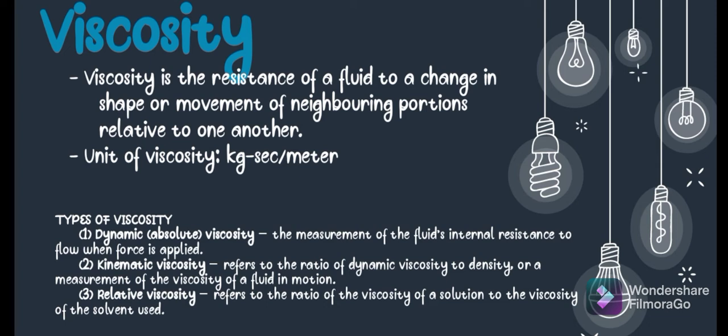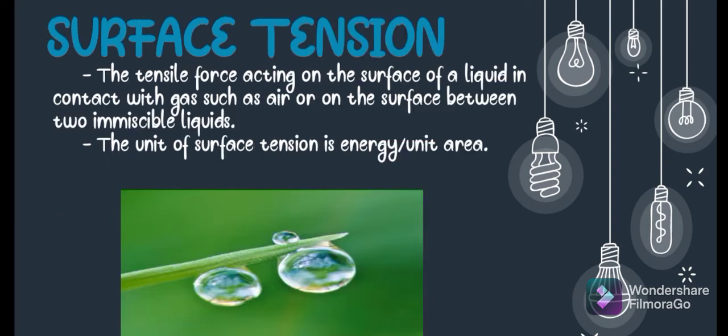So we have here another topic, which is surface tension. Surface tension is the tensile force acting on the surface of a liquid in contact with gas such as air, or on the surface between two immiscible liquids. So surface tension is the reason why lighter objects like needle, powdered black pepper, and leaves float on the surface of water. It is also the reason why droplets of water are in spherical shape.